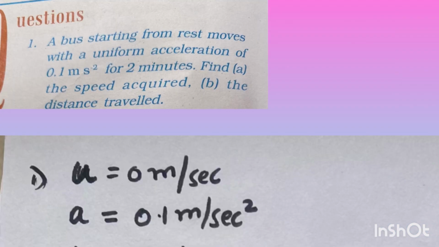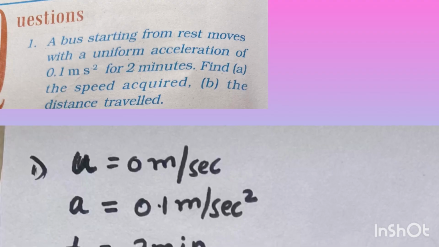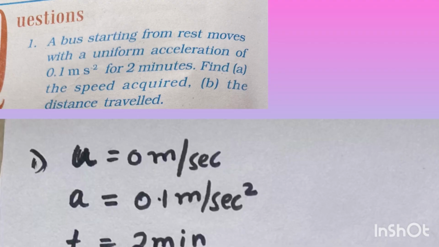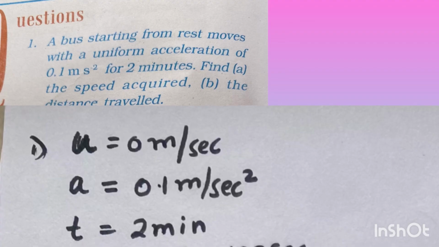Page number 82 in text question, a bus starting from rest moves with a uniform acceleration of 0.1 meter per second square for 2 minutes. Find the speed acquired and the distance traveled. Now what is given here, a bus starting from rest means initial velocity is 0 meter per second. Acceleration is given 0.1 meter per second square. Time is 2 minutes. You need to find speed acquired. Speed acquired means final velocity after 2 minutes and the distance traveled. So distance traveled in 2 minutes.